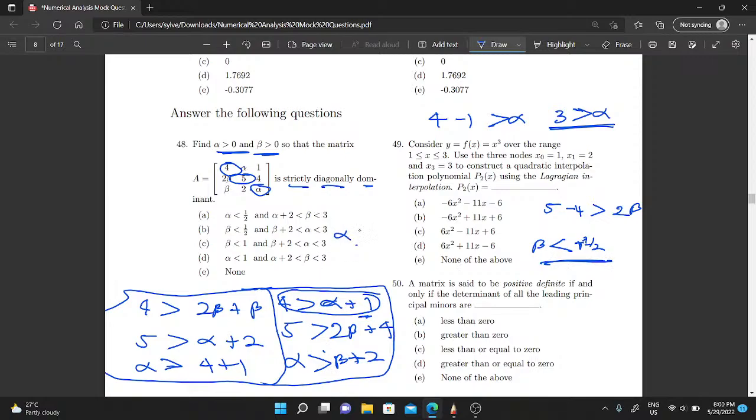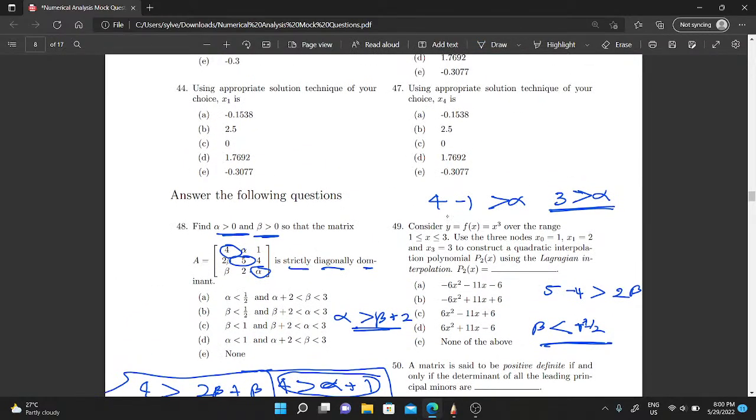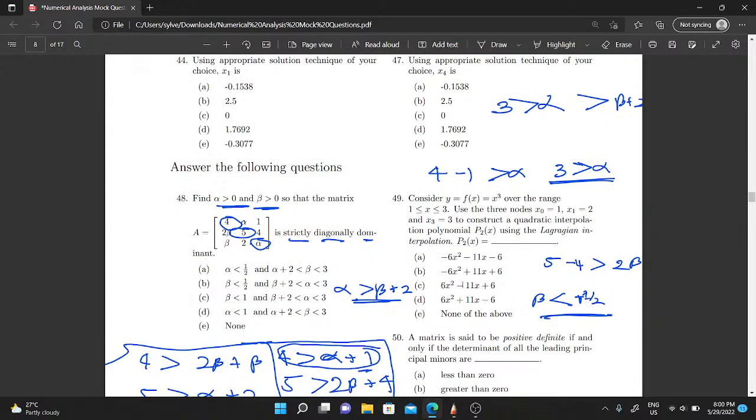And then for the last one, alpha is greater than beta plus 2, right? So if alpha is greater than beta plus 2, you are getting your inequality. Now, how do we write it out? We'll write it out as alpha in the middle here, beta plus 2 on this side, 3 on this side. And then we have this one too. Right, so we have these two and we have this one. So that means the particular answer we are looking for is B. Right, it is B. So please check on that.